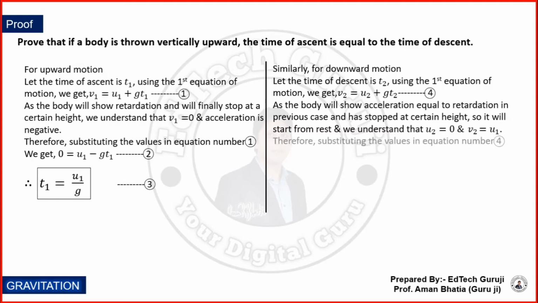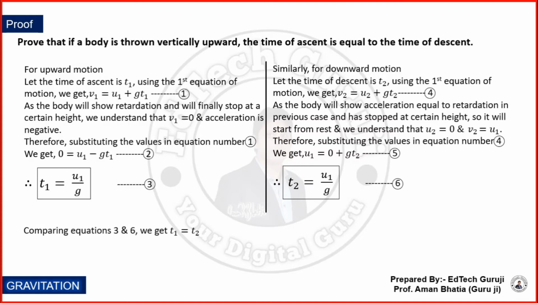So if I substitute all the values, I get the equation as u1 = 0 + gt2, and clearly I can see that from here t2 is nothing but u1/g. If I compare equation number 3 and equation number 6, I get t1 = t2, hence proved that the time of ascent is equal to time of descent. That is, t1 = t2.